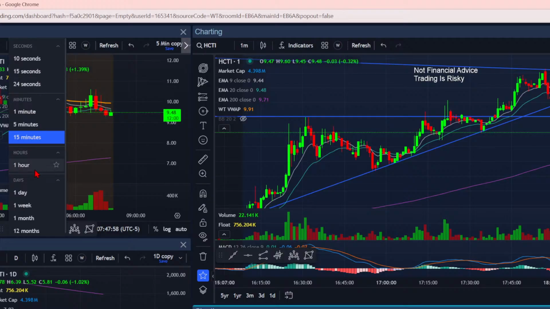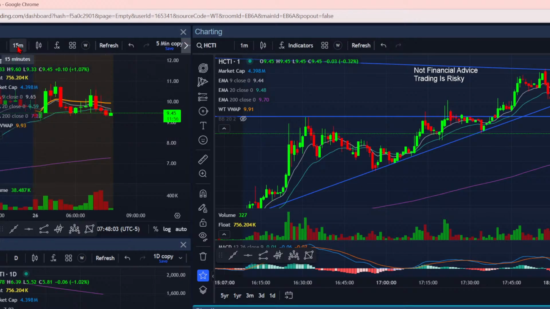So time frame is basically, we have a 15-minute right here. You see on the top left, 15-minute chart. For every one candle, it represents 15 minutes.